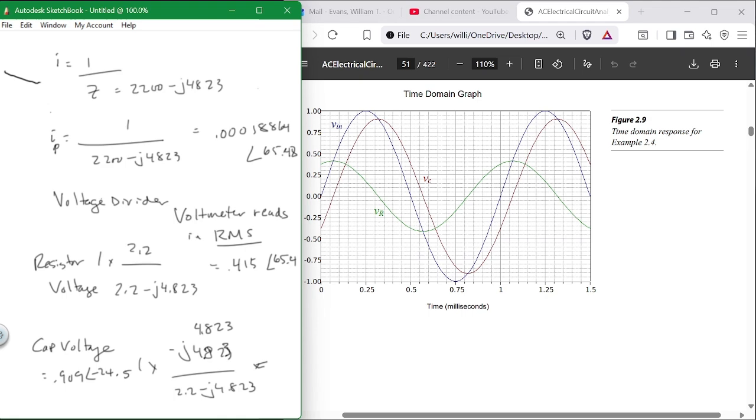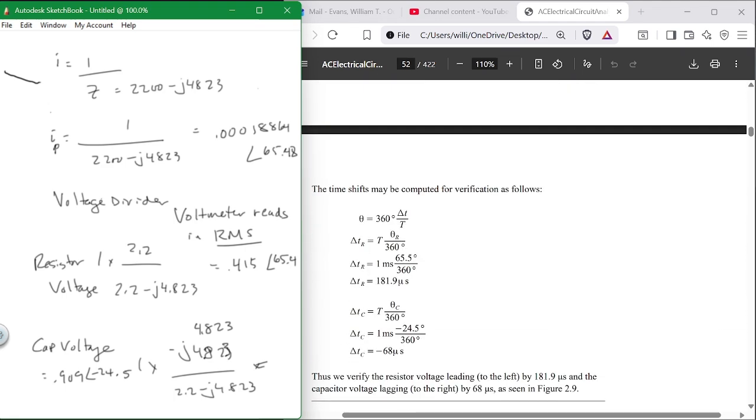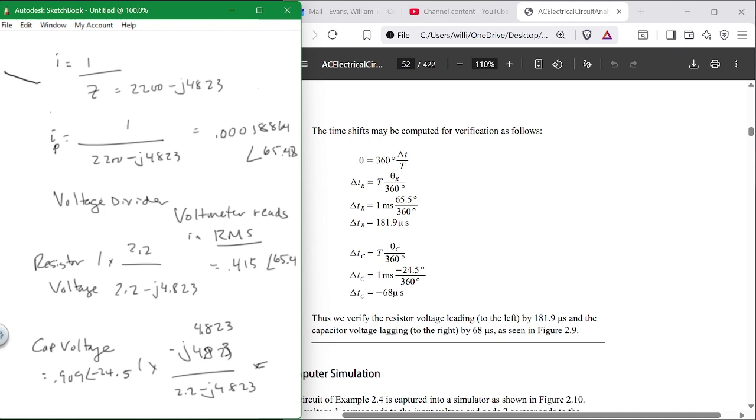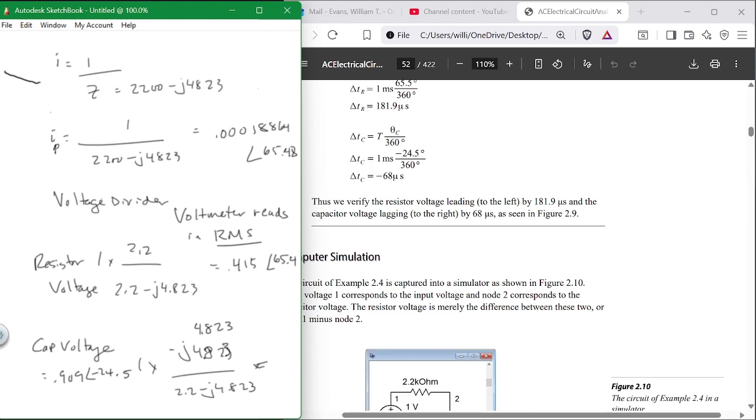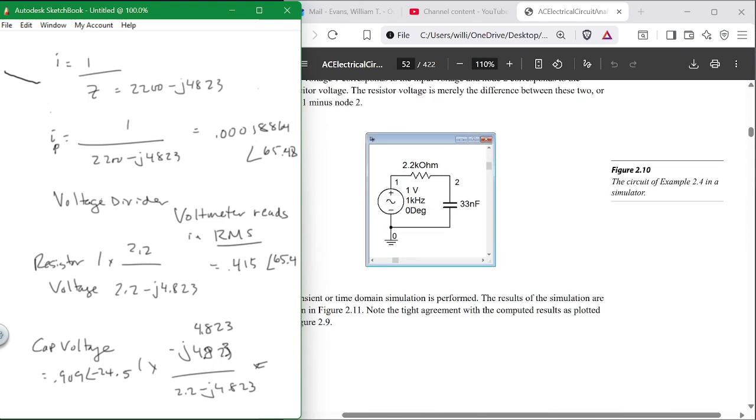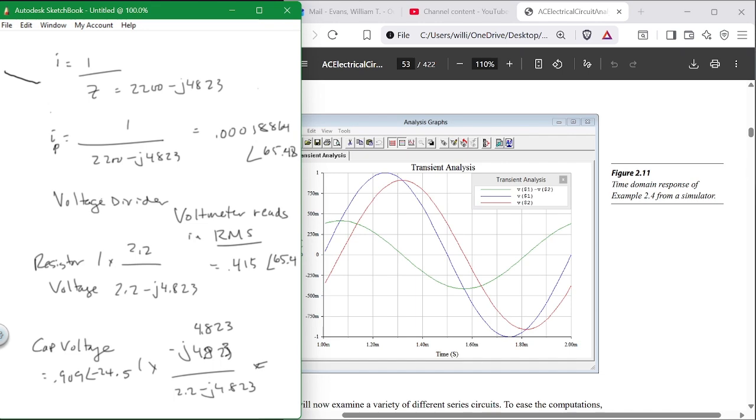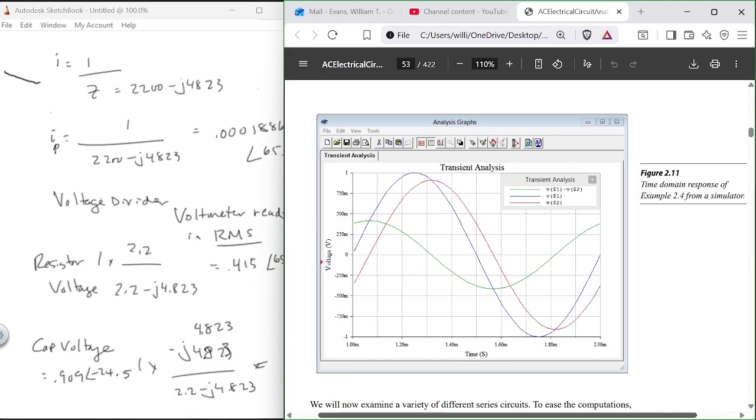Okay, does that make sense? That's exactly what it is. They're time shifts, and they're measurable. All right, and that's if you did it in a simulation, and you can do these simulations on Multisim.